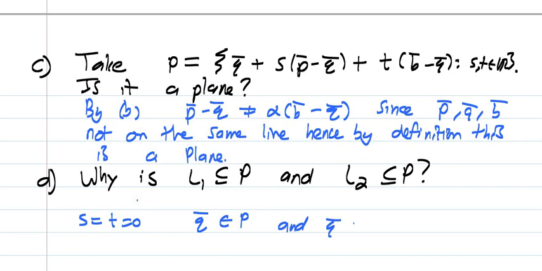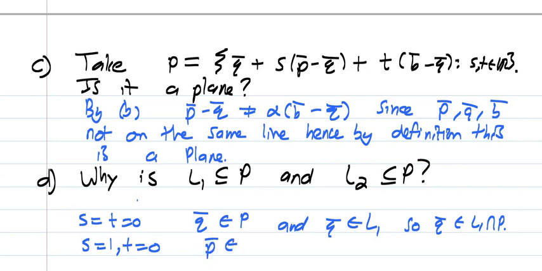And Q is sitting on line 1. So Q is sitting on both line 1 and the plane. All right. Now, if you make S equal to 1 and T equal to naught, then you get that P is sitting in the plane and P is sitting in line 1. So P is sitting on both line 1 and the plane.